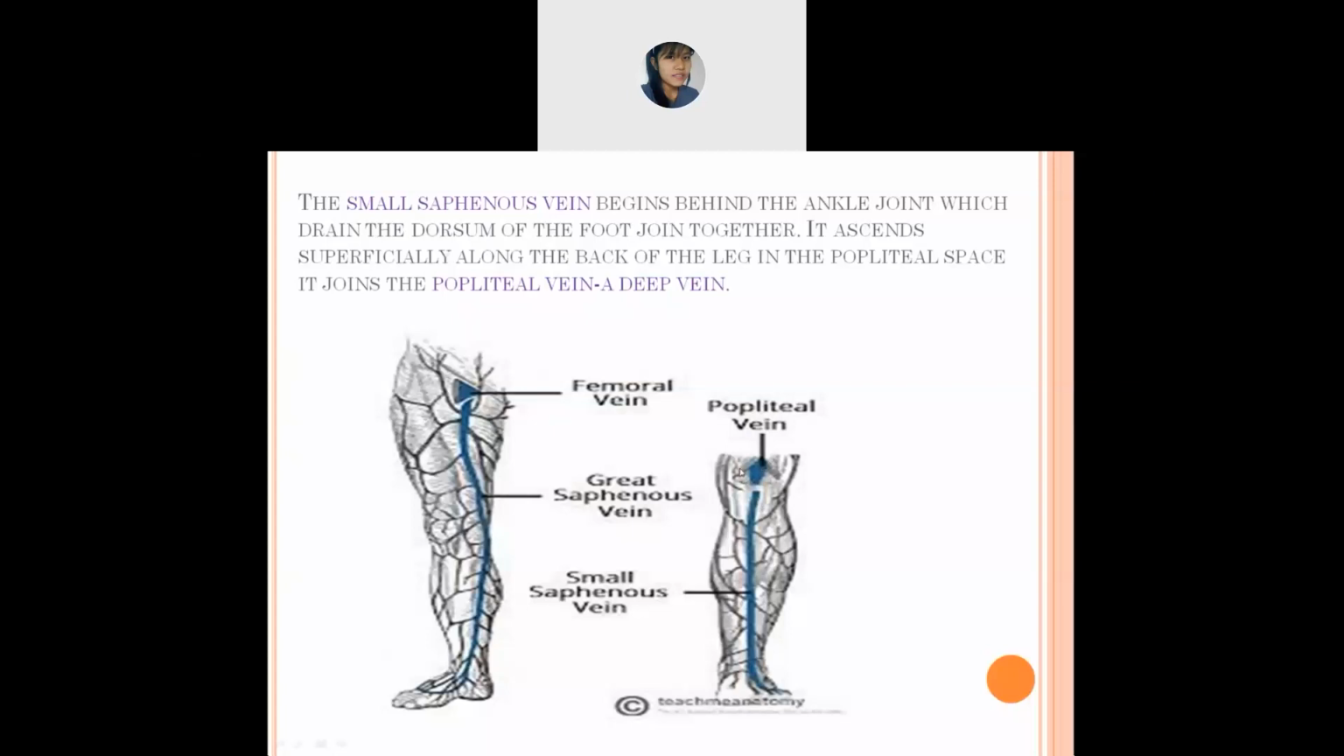Understand? They will go up and up and up like this, in this manner. Finally they will meet in the popliteal space, here, in the popliteal vein, which is also known as the deep vein. Is it clear?